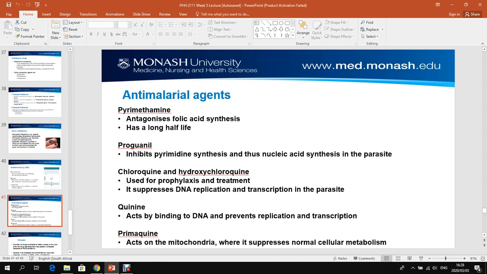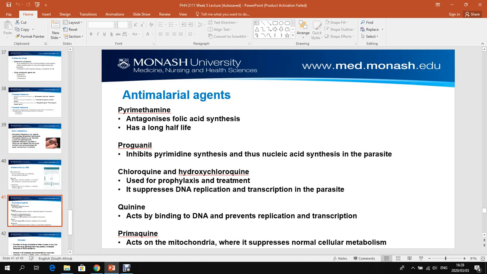Okay, let's move on quickly to antimalarial agents. Antimalarial agents basically are drugs that are designed to eradicate malaria parasites. For example, pyrimethamine, which antagonizes folic acid biosynthesis. They target the folic acid synthesis and disrupt that process in these parasites. Proguanil is another drug which inhibits pyrimidine synthesis and nucleic acid synthesis. Chloroquine is a very common antimalarial drug, especially in sub-Saharan Africa. These drugs are used as prophylaxis and treatment, which means they are used for prevention and treatment.